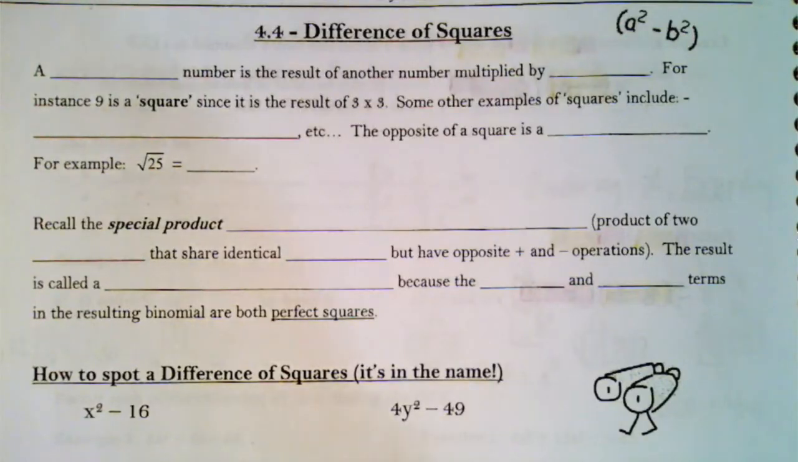Okay, this is lesson 4.4, and this is difference of squares. First, before we look at factoring a difference of squares, we have to understand what it is. And first, what's a square?